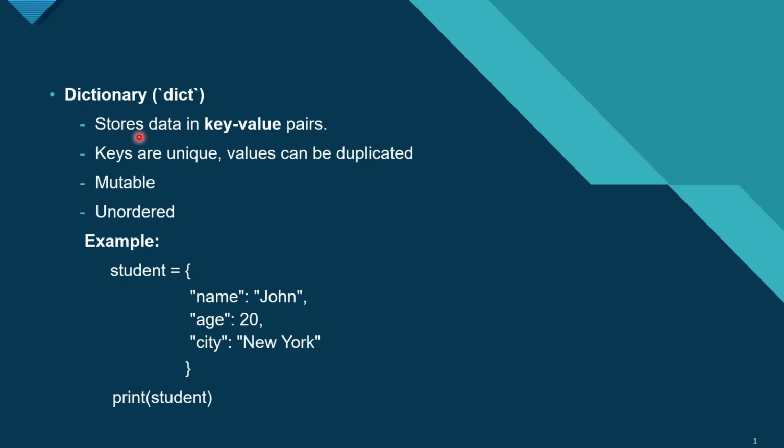Dictionaries. Dictionaries store data in key value pairs, but keys are unique. Values can be duplicated. Dictionaries are unordered and mutable collections of items. In this example, student is a dictionary variable name. Inside the curly braces, the left side of the colon is keys and the right side of the colon is values.